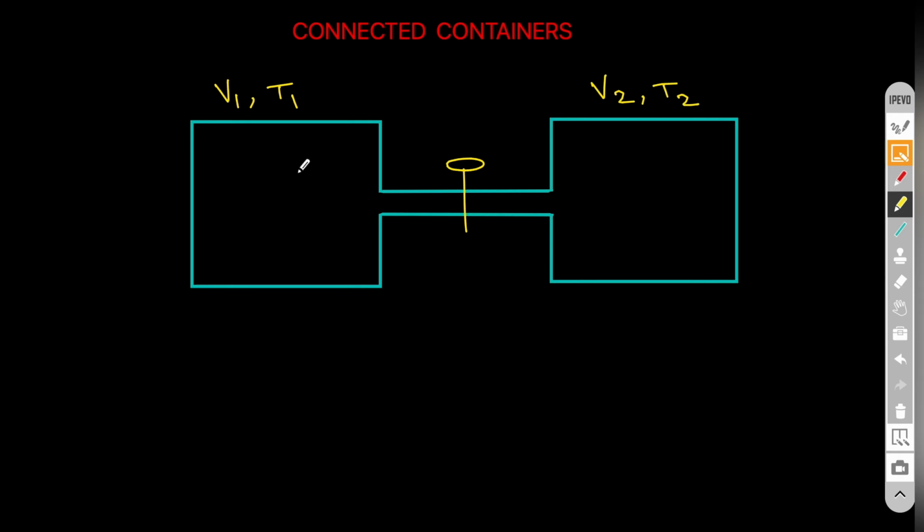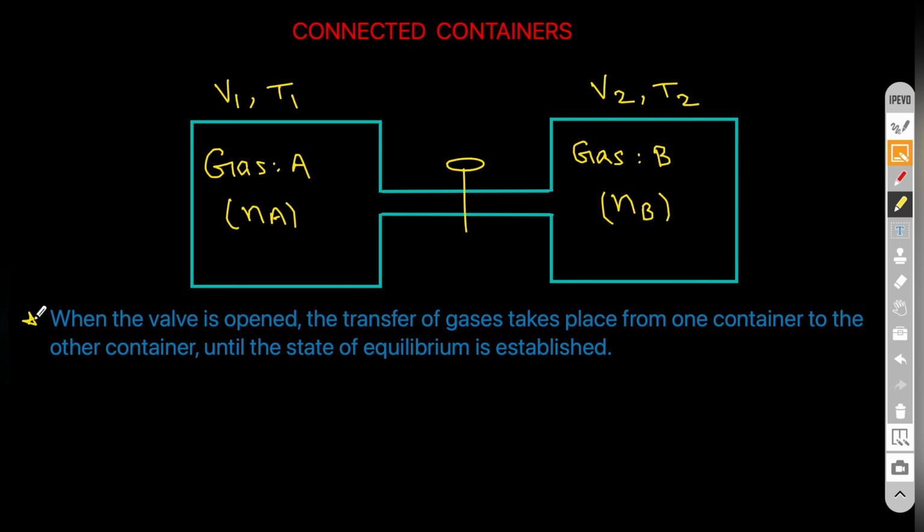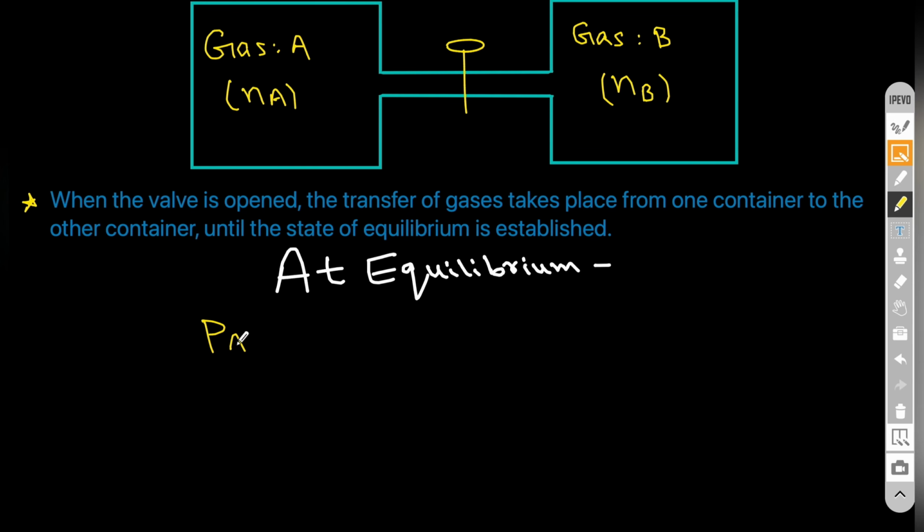So here I have drawn two containers and connected them by a valve. Container 1 has a volume V1, temperature T1 and consists of gas A with moles Na. Similarly, container 2 has volume V2, temperature T2 and consists of gas B. When the valve is opened, the transfer of gases takes place from one container to the other, right? So these will move from one place to another until the state of equilibrium is established.